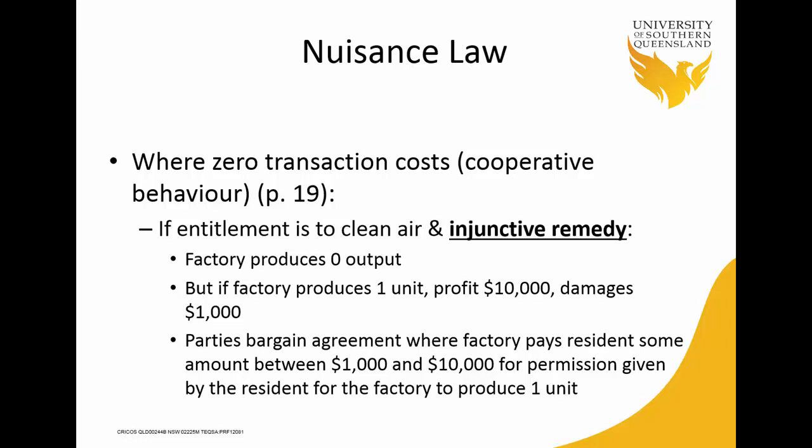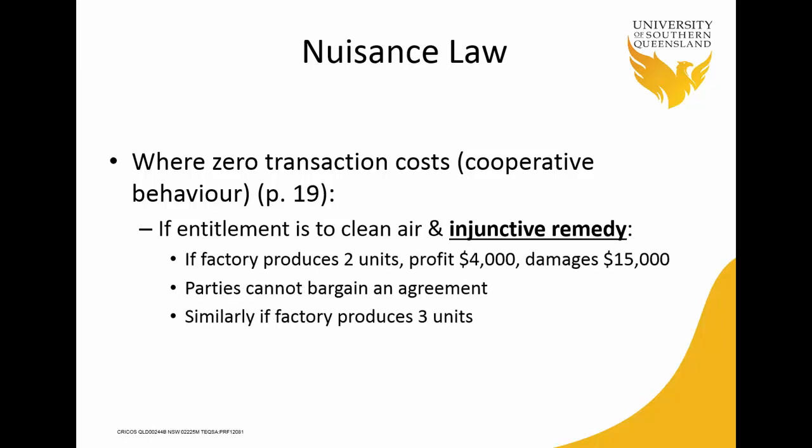But we're saying, because of the structure of profits and costs, the factory would go to the resident with this proposition of paying them something between 1,000 and 10,000 to allow them to actually produce at 1 unit. So the resident would get money out of that, and of course the factory would also get money out of that in terms of their profit.